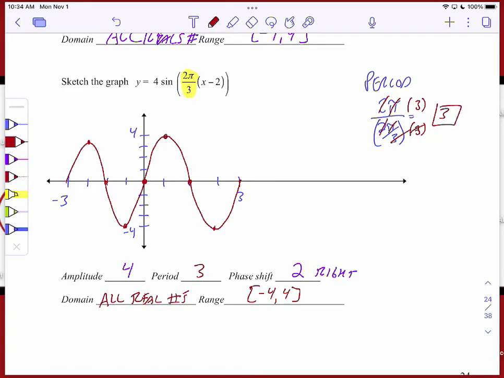Now I have to figure out the hard part. I have to figure out how to move this thing 2 spaces. Do you see the problem here? I have 4 spaces, but it's labeled as 3, so each space is not equal to 1, and I got to move 2 spaces.